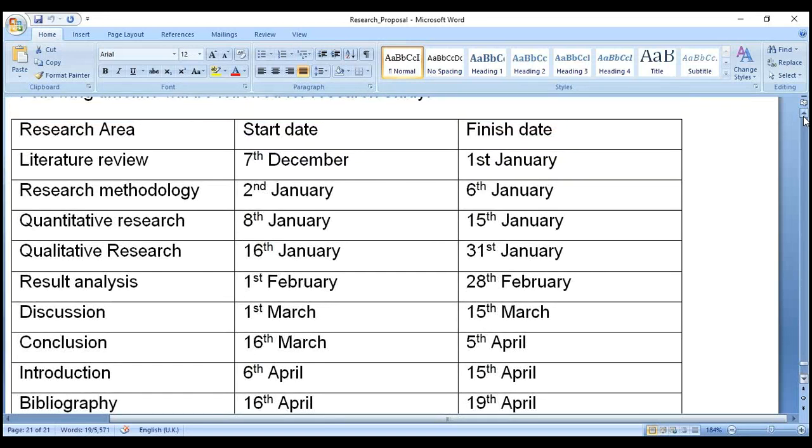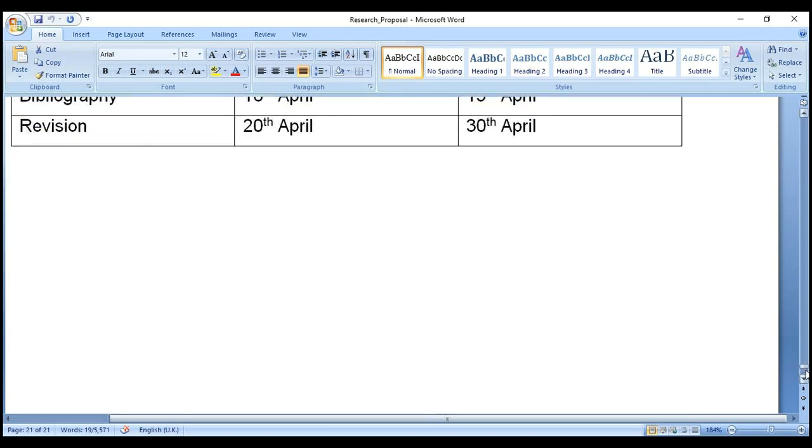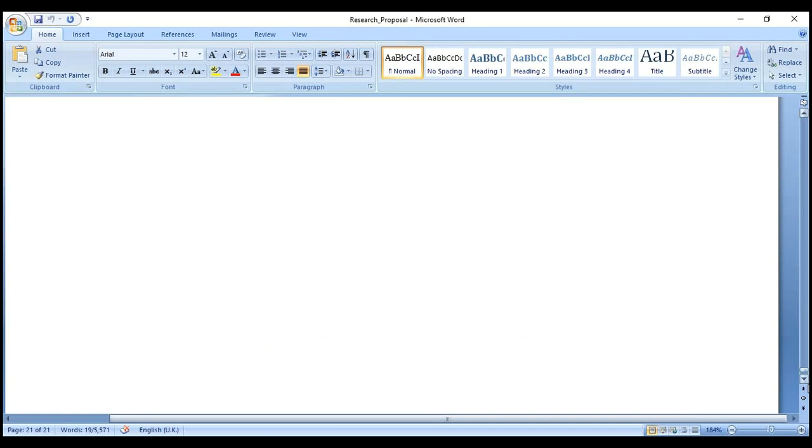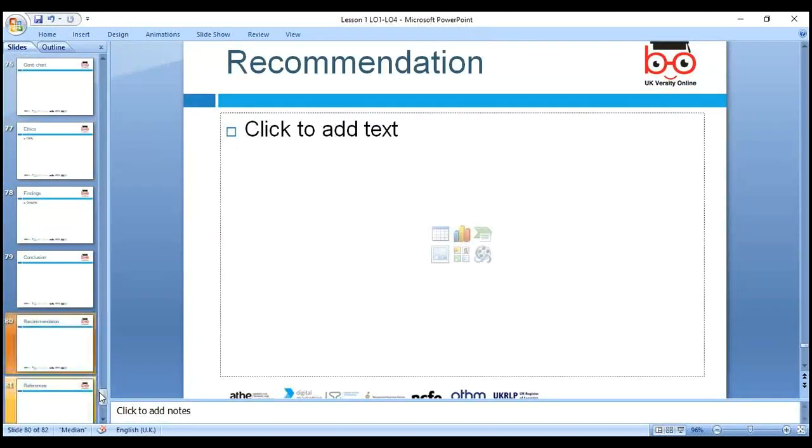Research areas, literature review, research methodology, quantitative, quantitative discussion, conclusion, introduction, bibliography. So all these have different times, and you can give start and finish dates. So we call it a Gantt chart. So that's all about the research proposal. LO4 is all about the research proposal, which you can make, where we can address our literature reviews and all.